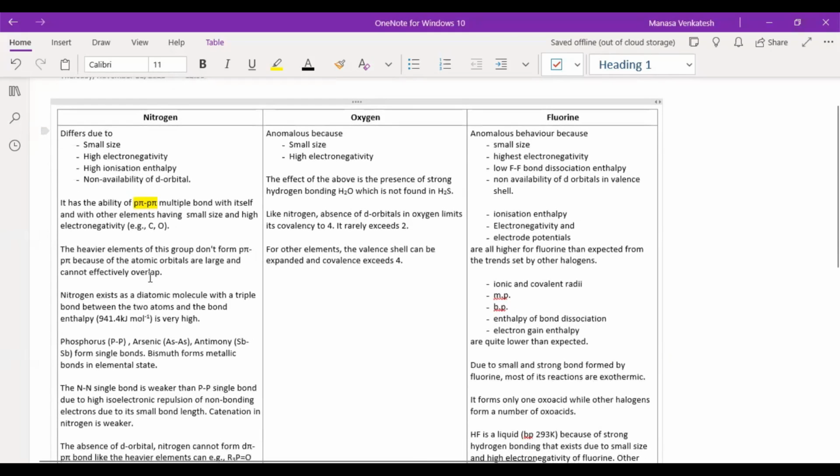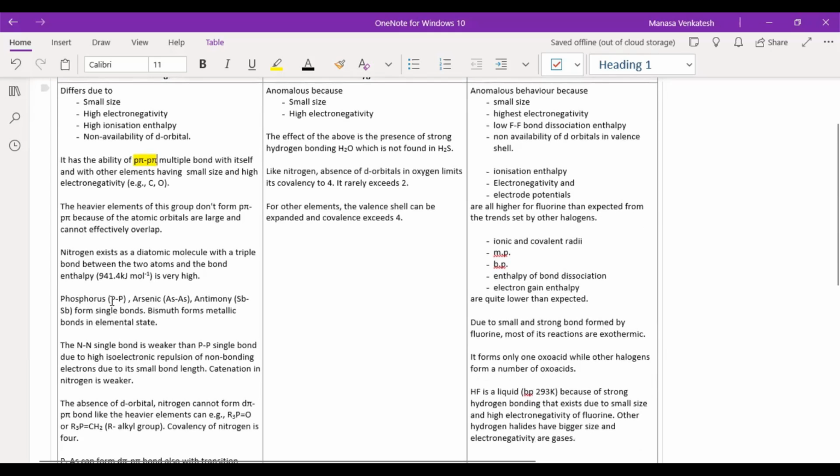Nitrogen forms three bonds with itself, basically N triple bond N, and this is very stable. As we know, 78% of the atmosphere is made up of that, and because of that we're able to exist on this planet. So the bond enthalpy is extremely high. Now, phosphorus has a single bond, arsenic also has a single bond between the atoms, antimony also has a single bond, whereas bismuth actually forms a metallic bond.